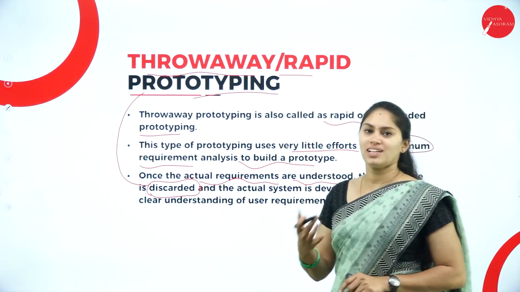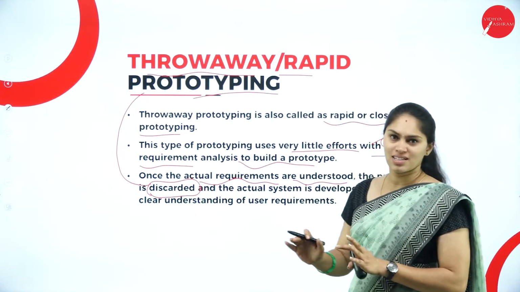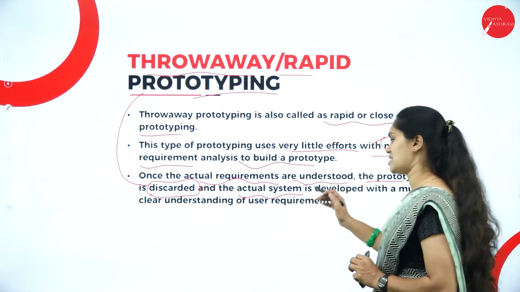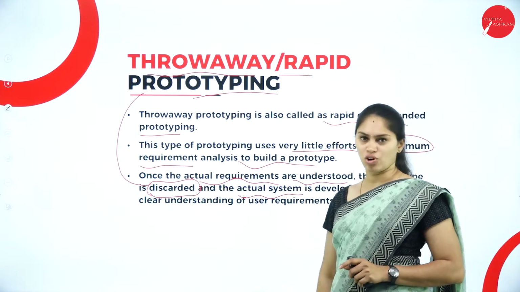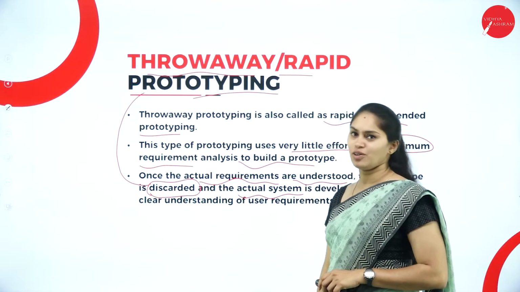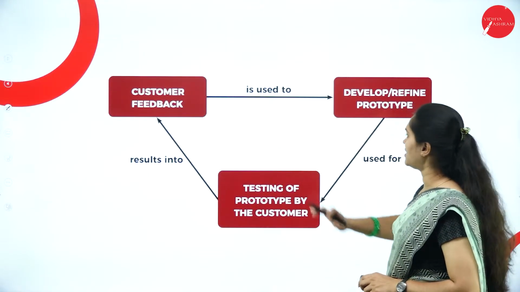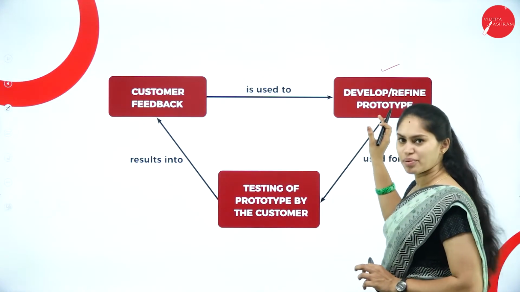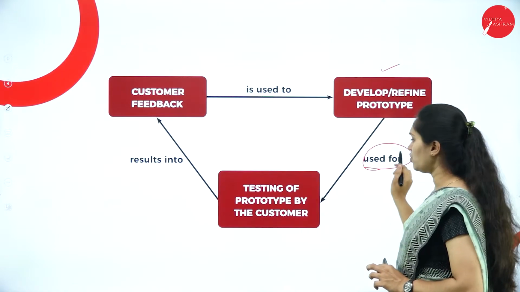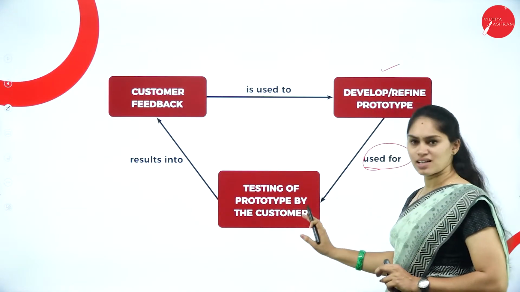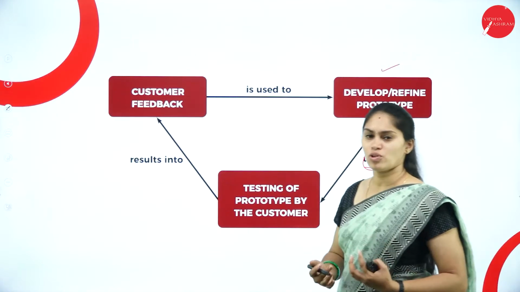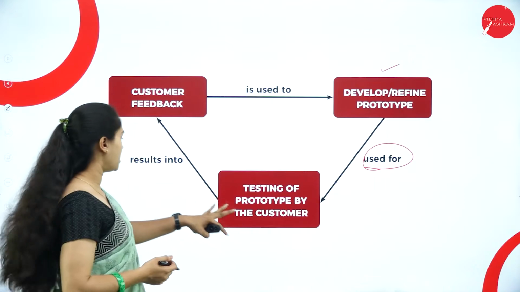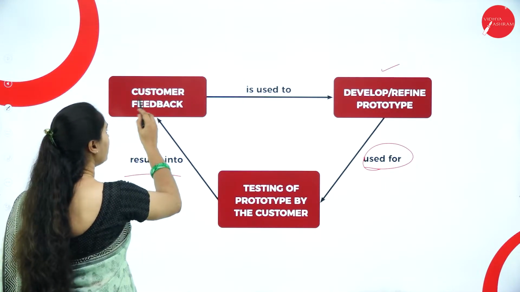Once we know what the requirements are, they throw away or discard the prototyping model and start developing the actual system. This is how the throwaway or rapid prototyping model works. Next, you can see that first they develop the product or project as a prototype, which is used for testing by the customer. Whatever prototype they have developed is given to the customer for the purpose of testing. Once it is tested, it results in customer feedback.